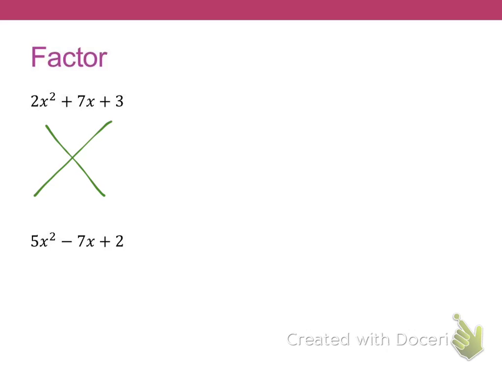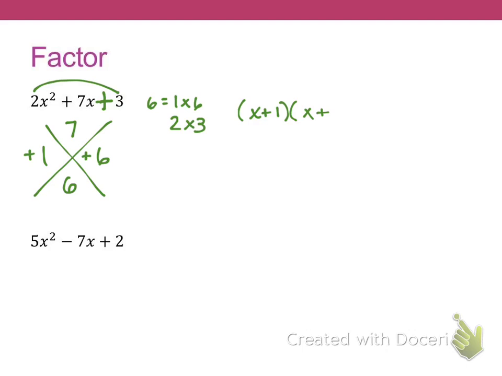So I make my x. 7 is up top. 2 times 3 is 6, so I list the factors of 6: 1 times 6, 2 times 3. I ask myself which ones add to give me 7: 1 and 6. Since 7 is positive, they're both going to be positive. x plus 1 times x plus 6.